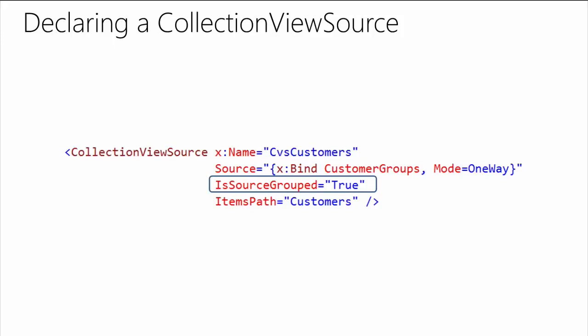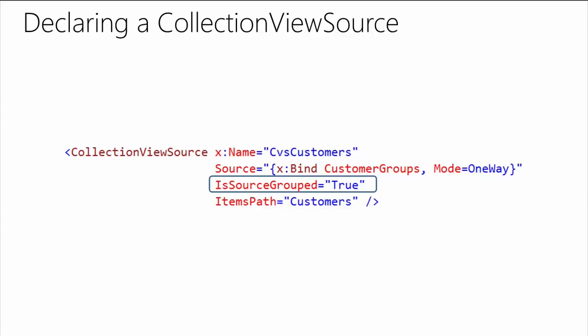You could do this in code, but it is so much more obvious when you're doing it in XAML. And of course, it makes it much easier to share if we declare it in XAML, because it's a resource that we can access. So here's our collection view source. We called it CVS customers, for collection view source customers. We've set its source to binding to the customer groups property.